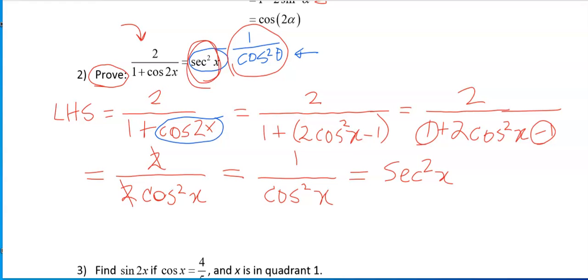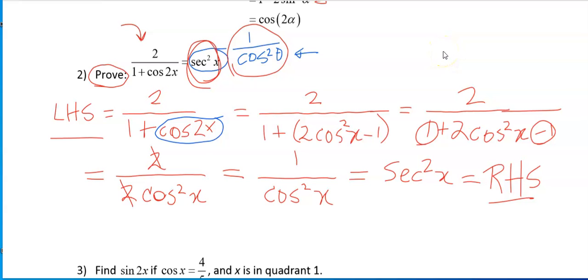And look at that. That's what you were trying to prove it equal to. So equal to the right-hand side. Left-hand side equals right-hand side, and this proof is now complete. You have verified that identity. You have proven that it is true for any values of x, for any angle, as long as the ratios are defined for those angles. Okay?